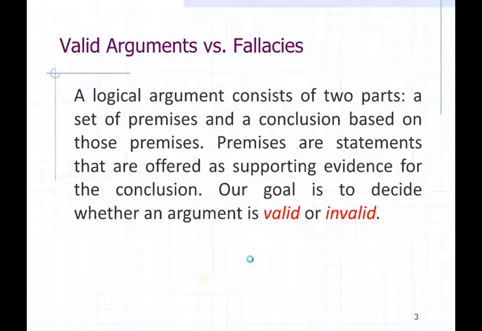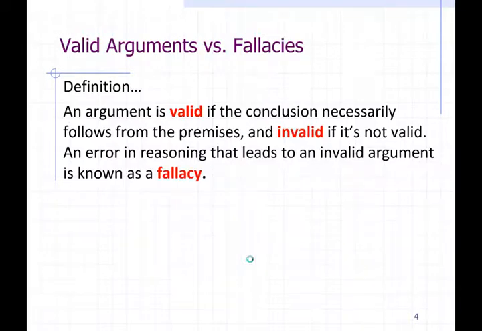So a logical argument consists of two parts. It's a set of premises, or the things on which the conclusion is based, and then there's the conclusion. Premises are statements, and we've defined statements already. So premises are statements that are offered as supporting evidence. Again, an argument is a set of premises and a conclusion. Now our goal is to determine whether or not an argument is valid or not.